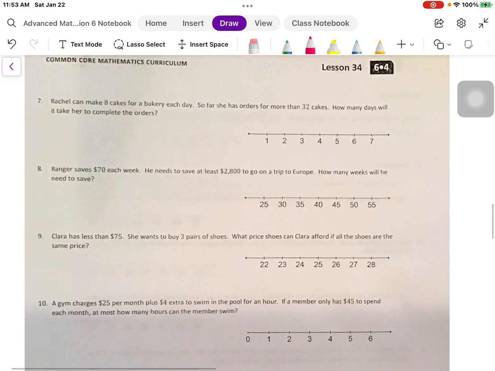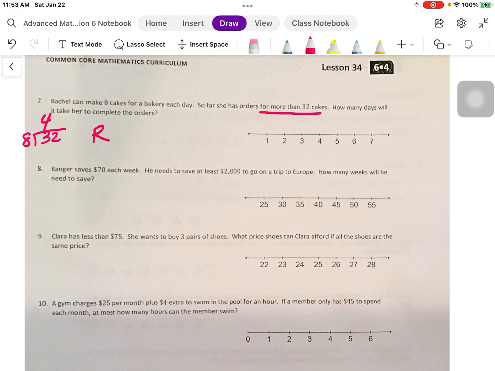Next problem, number 7. Rachel can make 8 cakes for a bakery each day. Kind of like the last bakery one. So far, she has orders for more than 32 cakes. How many days will it take her to complete the order? Okay, so she's got more than 32. If she had 32, 32 divided by 8 would be 4 days.